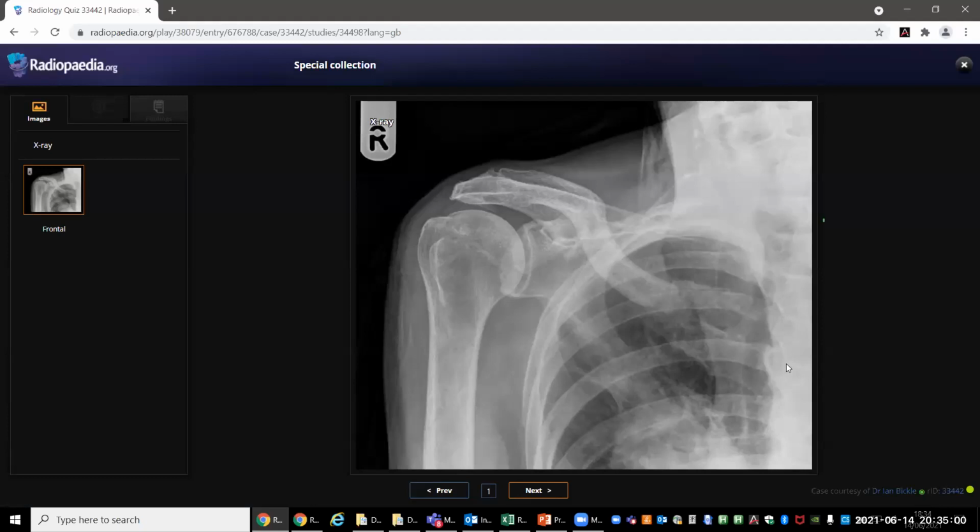But at least you picked all the findings very well. So the shoulder is just a distraction. This was the main problem.